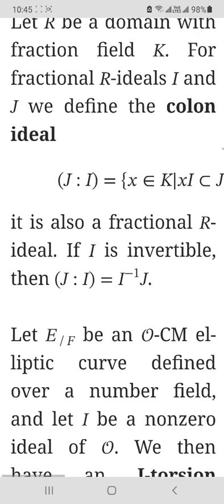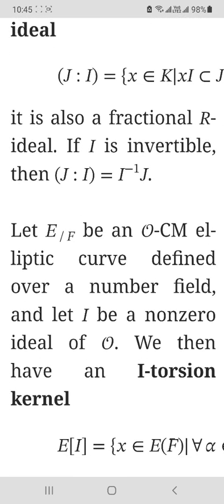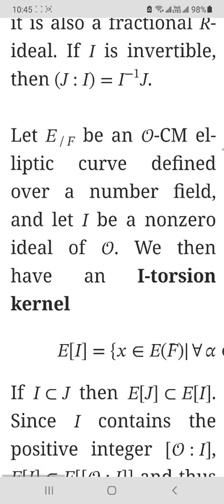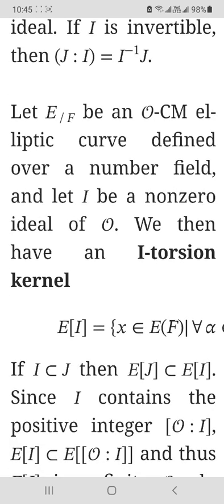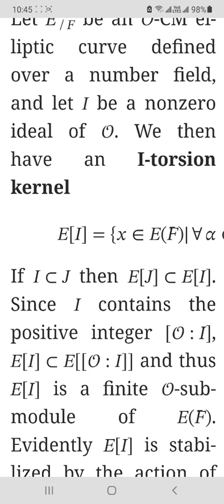Let E defined over F be an O-CM elliptic curve defined over a number field F. Let I be a non-zero ideal of O. We have an I-torsion kernel. I-torsion kernel means a cyclic subgroup of the N-torsion group of the elliptic curve E.